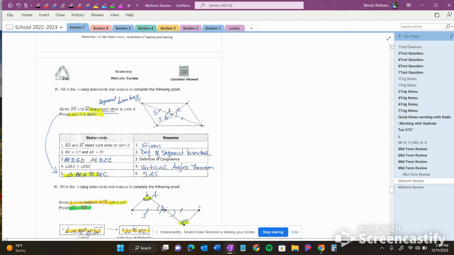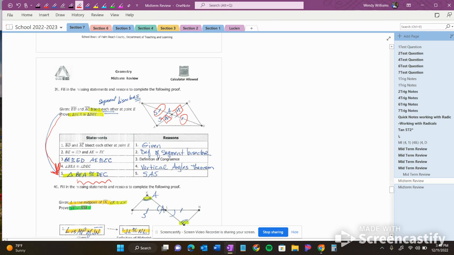Okay. Again, we have segment bisectors. So we have two segments that are bisected. That's one. Then we have two. And the angle is vertical and it's in the center. So that's side, angle, side. And we have to make sure that the last line of the proof is always exactly what they want us to prove.